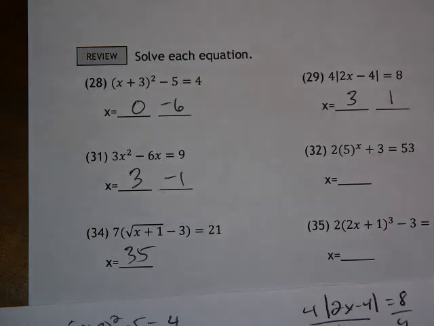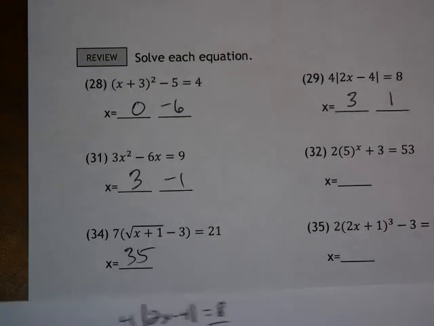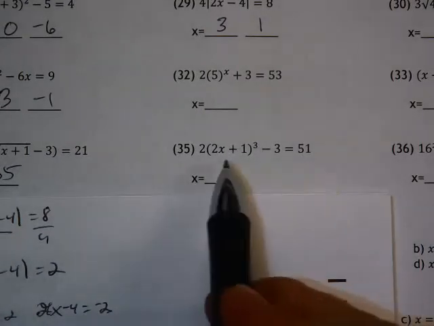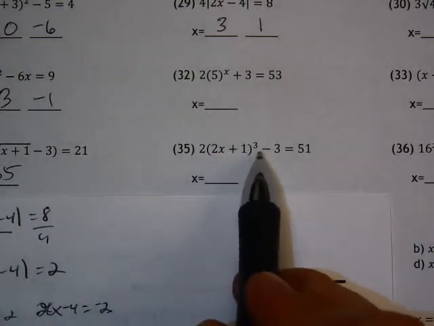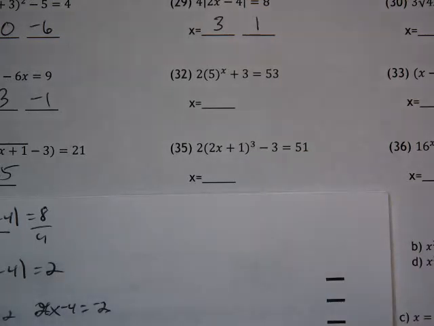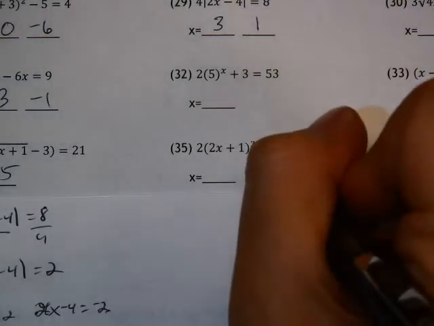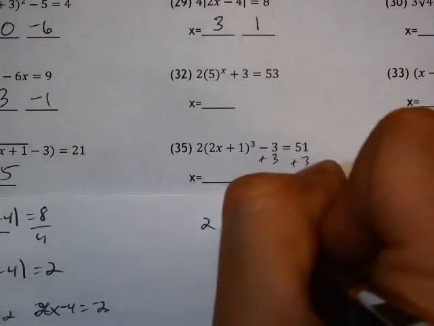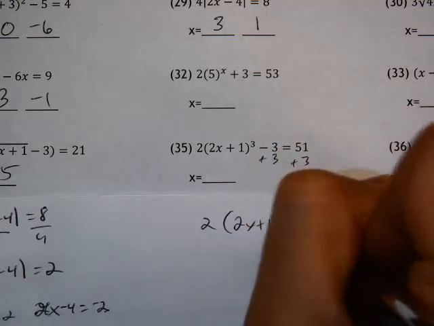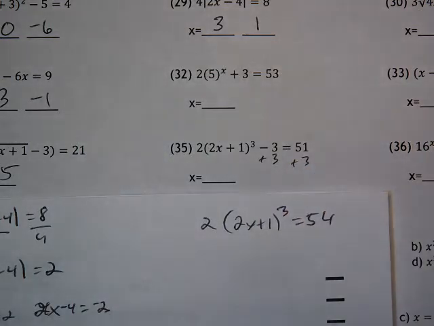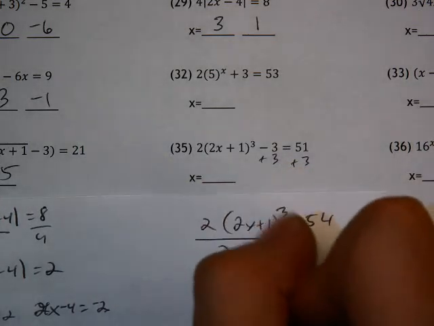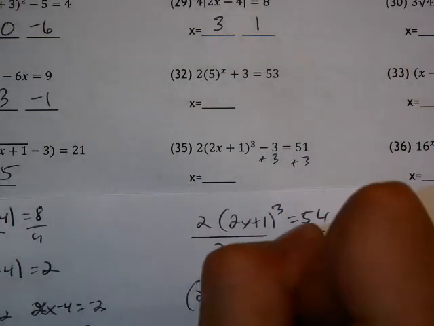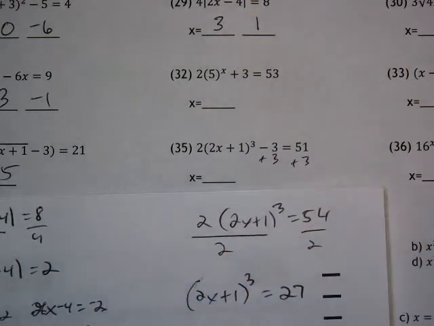Last one for this video is number 35. So now I've got this big, huge thing. I've got 2 times the quantity (2x + 1) cubed, minus 3, equals 51. And I'll go ahead and start showing the work here. I'm going to add that 3 to both sides. Gives me 2 times the quantity of (2x + 1) cubed equals 54. Then I'm going to take that 2 and divide both sides by 2. And I get (2x + 1) cubed equals 27.